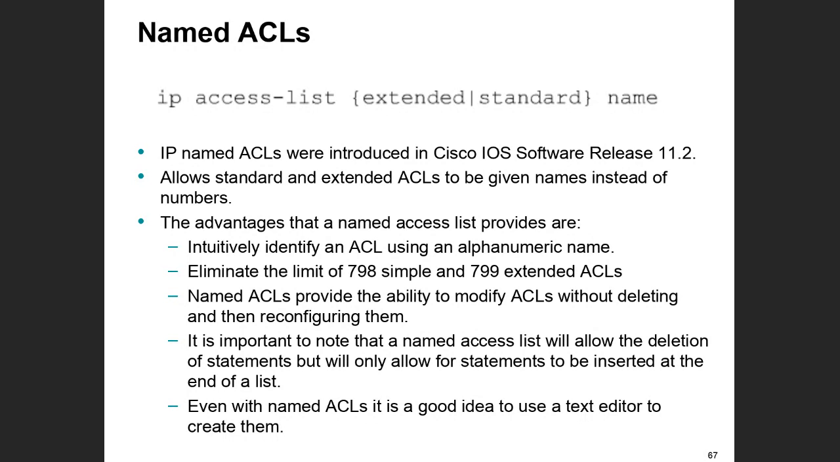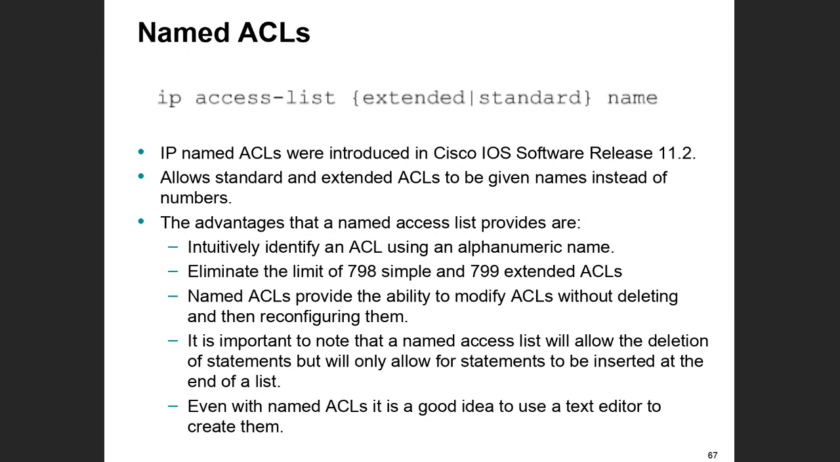So instead of making up a number from 1 to 99 if I want a standard list, or from 100 to 199 if I want an extended list, I'm going to give it a name that makes sense, like internet filter or sales department filter. It's more intuitive. I can identify an ACL using a name that makes sense. So I'm not limited to the 798 or 799 for standard and extended.